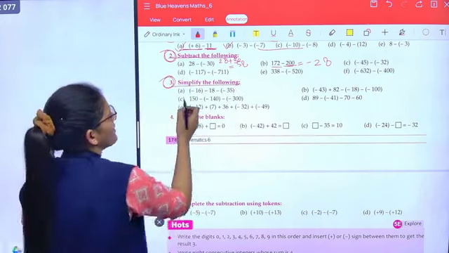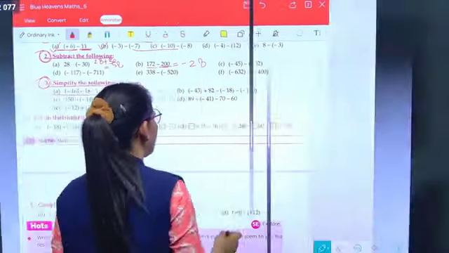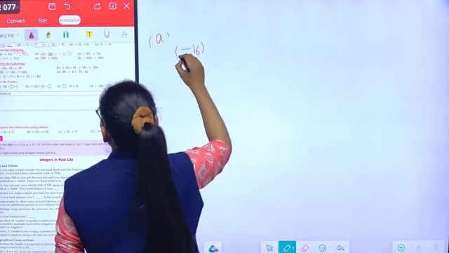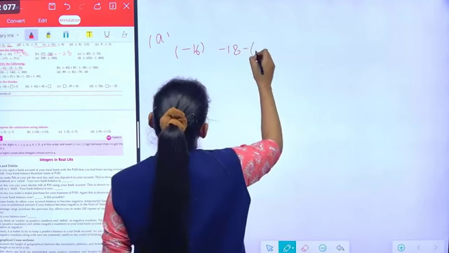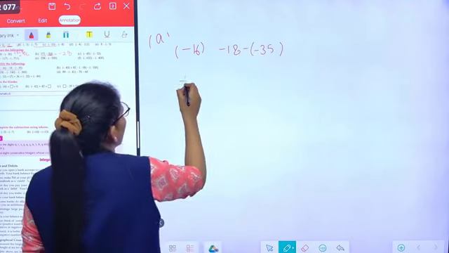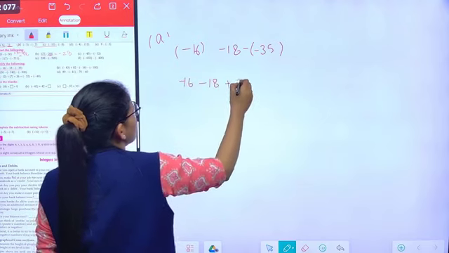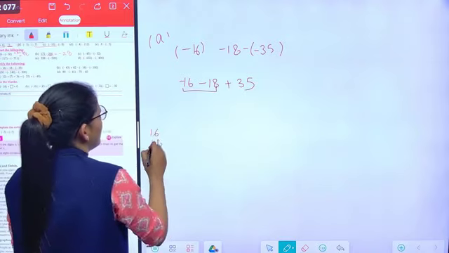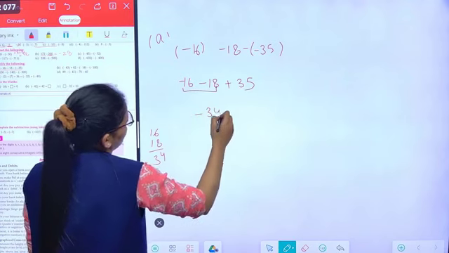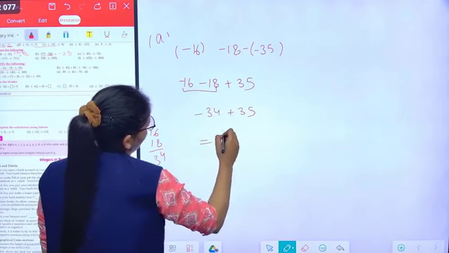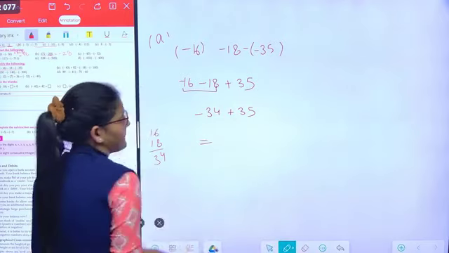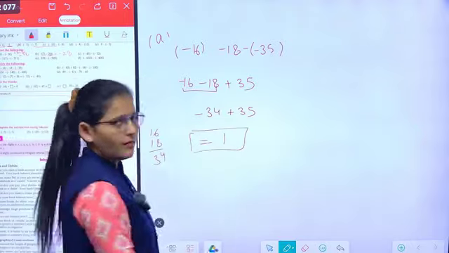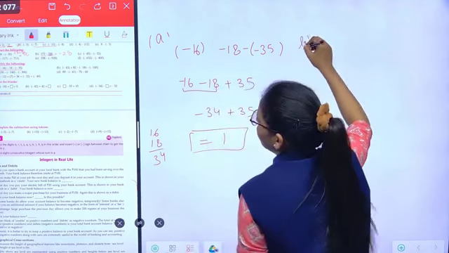Simplify the following. Minus 16 plus 18 minus 13. Now class, see the A part. Minus 16 minus 18 minus 35. Now class, minus 16 minus 18 minus plus 35. Now class, we add the same-sign ones. Minus plus, because we know that. Now class, it is 34 plus 35. Now class, it is plus 35 minus 34, that is 1. Understand? Now class, see the B part.